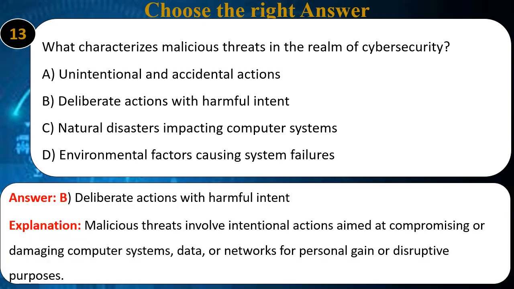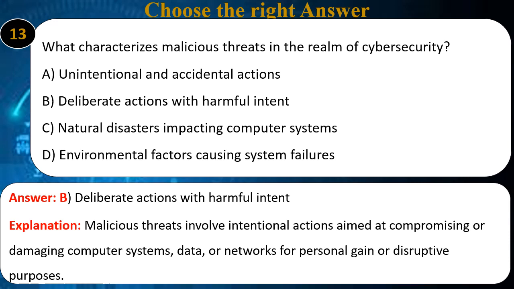The correct answer is B. Deliberate actions with harmful intent. Why other options are not correct? A. Unintentional and accidental actions can certainly cause disruption and data loss, but they are not considered malicious threats. Malicious threats specifically involve deliberate intent to cause harm.